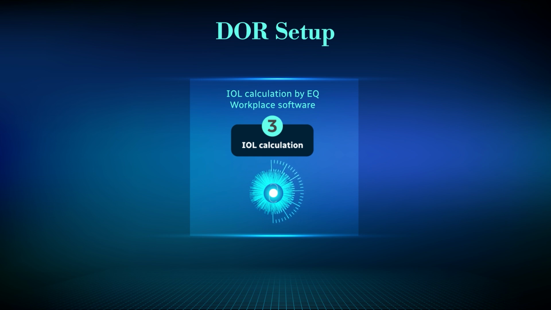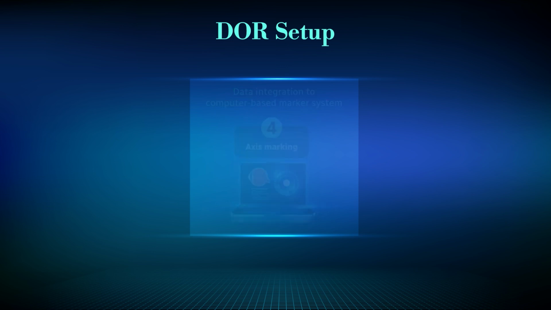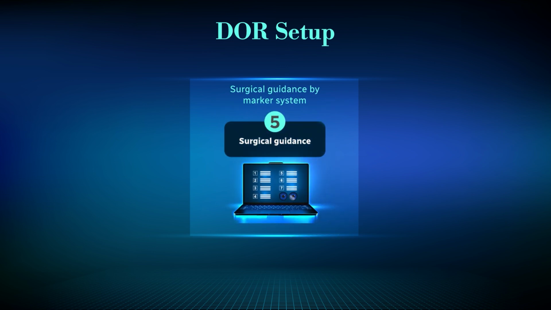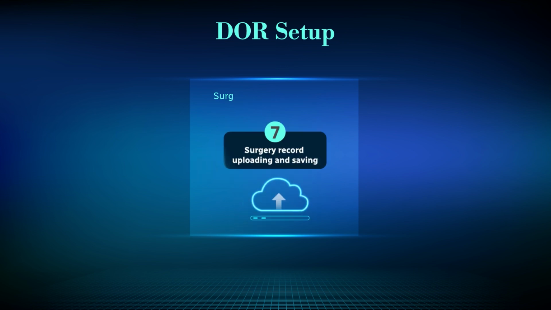The data from the EQ Workplace are imported into the computer-based marker system from Zeiss, which is called Callisto. The Callisto is guiding the surgeon during the surgery, where to implant the axis and where to perform the incisions. During surgery, we are doing recordings, and the recordings are uploaded to the surgery optimizer. So at the end of the surgery day, I can watch my recordings.